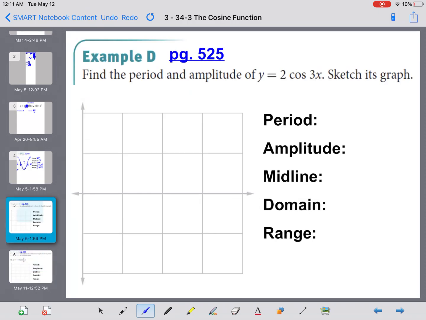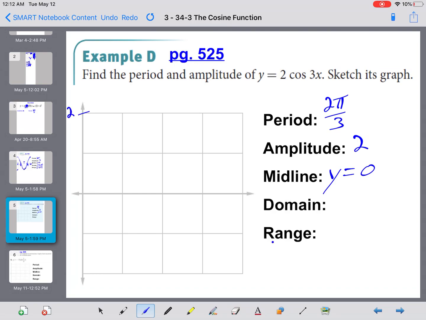Okay, let's try this one. What I'm doing here is I'm going to have one we do together, and one you're going to try on your own. This has a little bit of everything. It's got an A and a B value. So the period here is 2 pi divided by 3. The amplitude's 2. And the midline is going to be y equals 0.